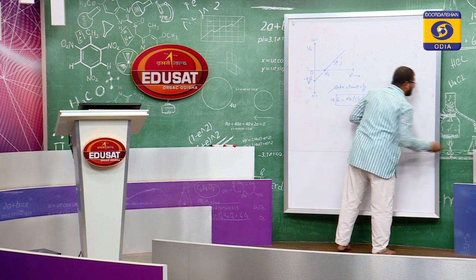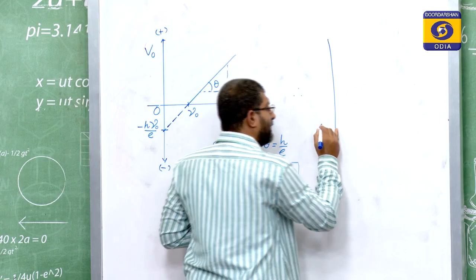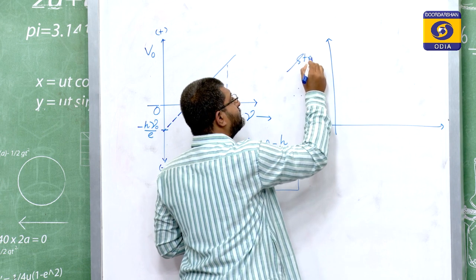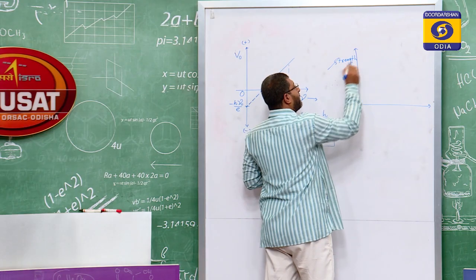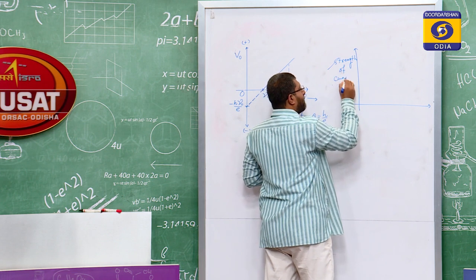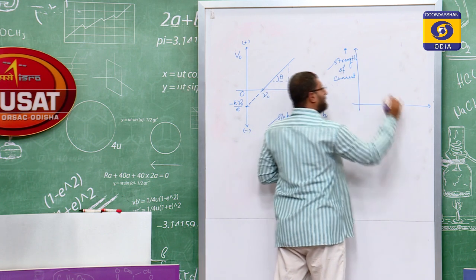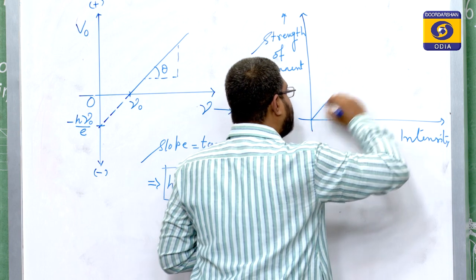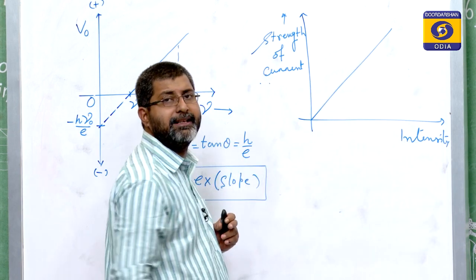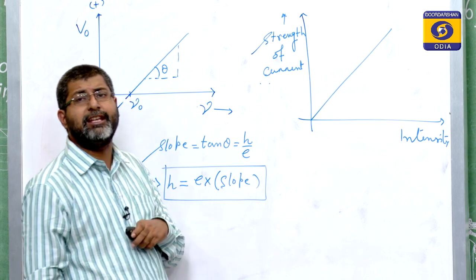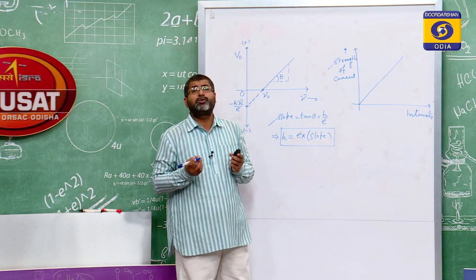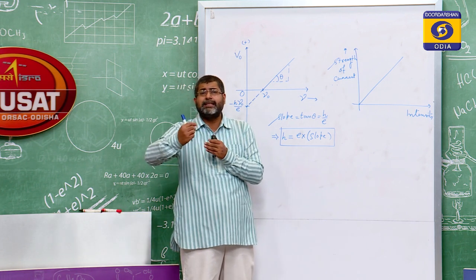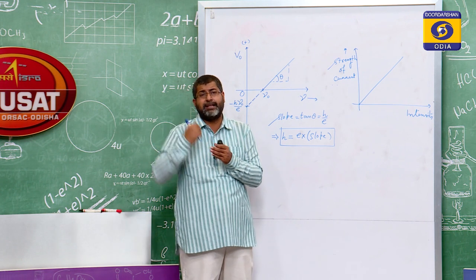So, on this axis, say we have taken the strength of current, and on this axis say there is intensity. The nature is like that. As intensity increases, there will be an increase in your photoelectric current.